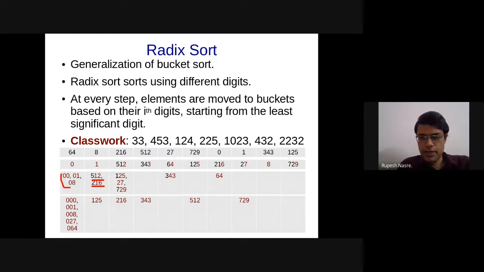Sai Charan says, I feel like comparing the least significant digits doesn't really say anything about the order in which they should appear. It's only the last iteration that's going to matter. No, it's not that way. I'll also tell you that the sorting within the bucket is also important.